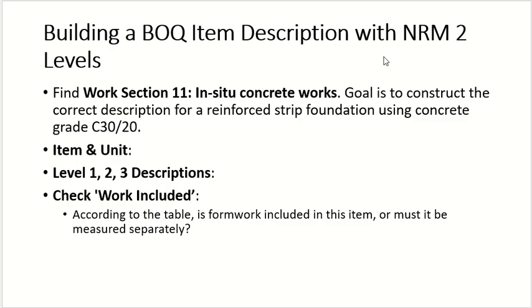So first of all, for example, if I'm going to build a BOQ item, the goal is to construct reinforced strip foundation. This will be made up of grade C30-20 concrete. So the first thing we will see is in which work section we will go. I'll go to my NRM.